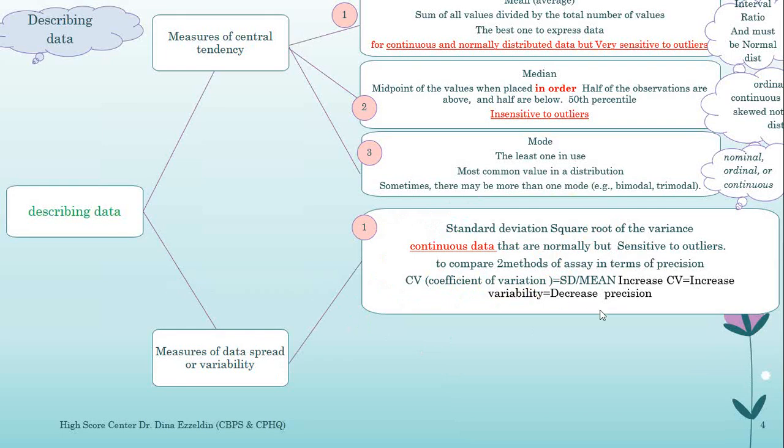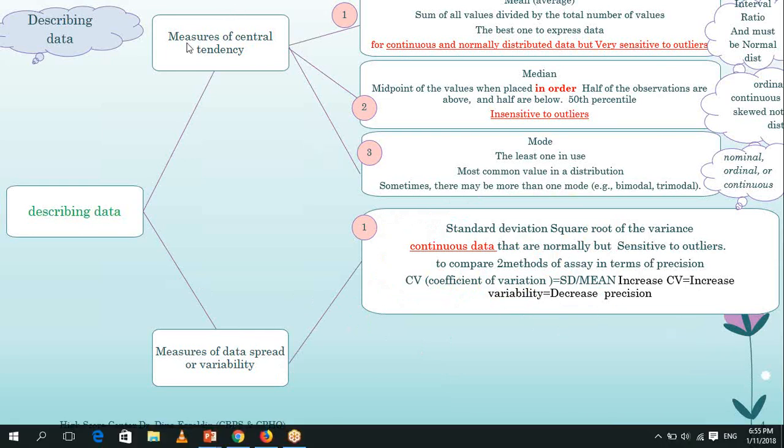SEM means standard error of mean. We will talk about it, but I want you to know CV, which is the coefficient of variation, equal to standard deviation divided by the mean. An increase in the coefficient of variation means that there is a big variability in the data, so a decrease in the precision. We always want the variations to be little, the data normally distributed. So if the coefficient of variation is a big number, this means there is a big variation, so decreased precision.